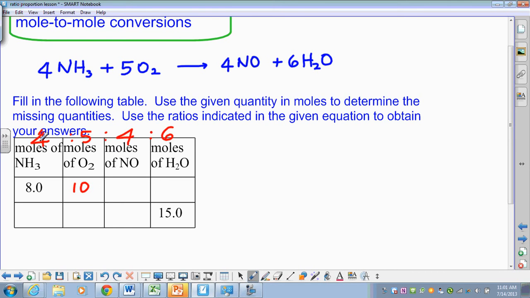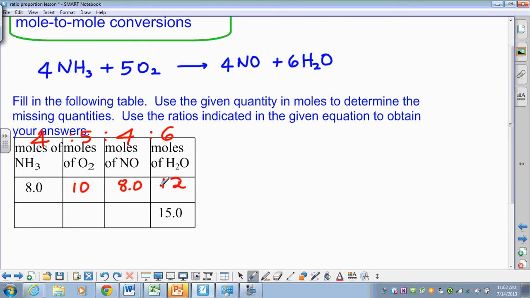And here it's a 4 to 4 ratio, so this should be 8 to 8, so it should be the same thing, 8.0. And here, again, it's a 4 to 6 ratio. So once again, it's just being doubled. From 4 to 8, it's been doubled. So this is going to be 6 to 12.